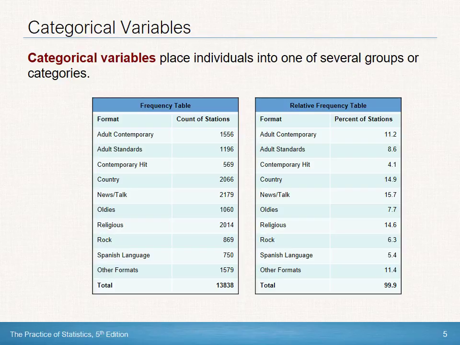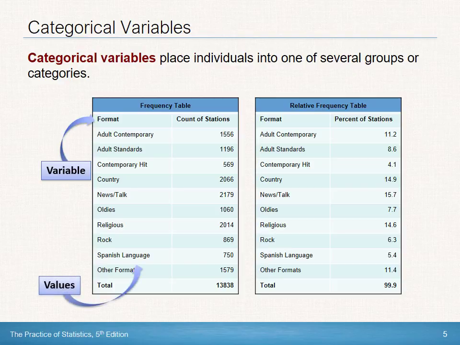Okay, so just a reminder, categorical variables place individuals into one of several groups or categories. So in this table, we've got different radio stations and the different types of music that they play. Our variable is the format of the music, so the type of the music. It's just the category. The category is format.